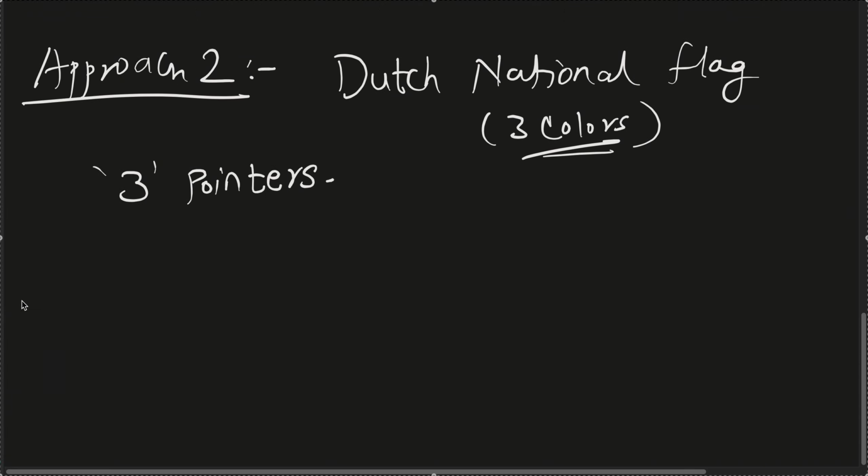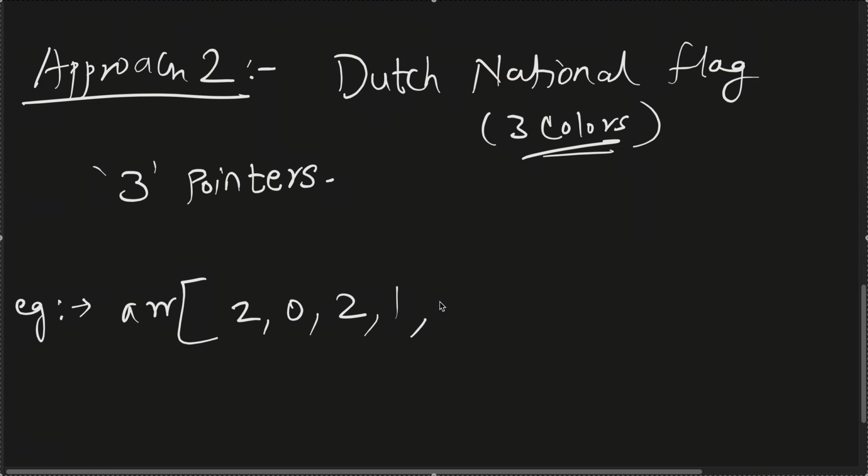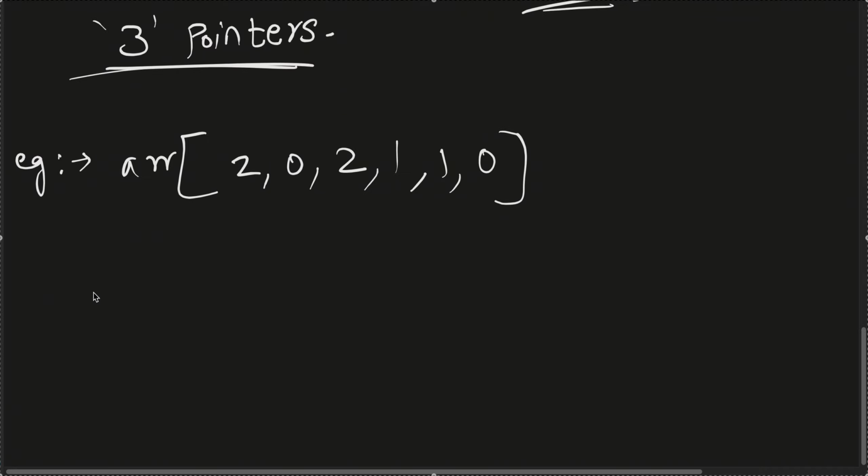Let me write the array. Let us do the dry run. Let's say the array is 2 0 2 1 1 0, right? So there are 3 elements, so we'll take 3 pointers, right? The i pointer will be for 0, j pointer will be for 1, k pointer will be for 2. So 3 pointers, 3 elements. The i pointer will keep track of all the zeros, j pointer will keep track of all the ones, k pointer will keep track of all the twos.